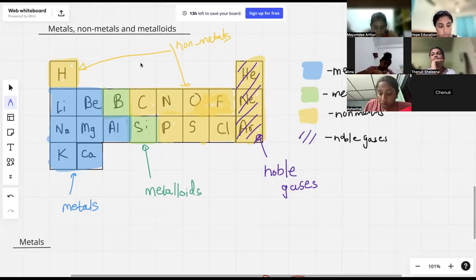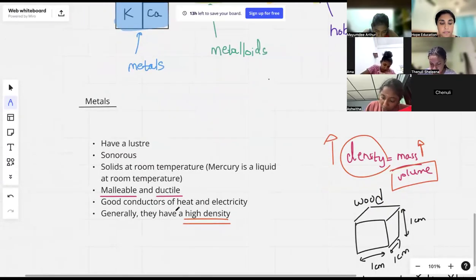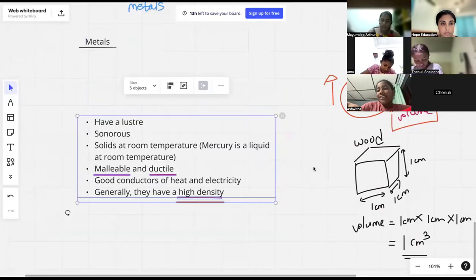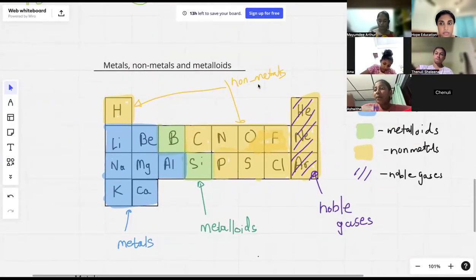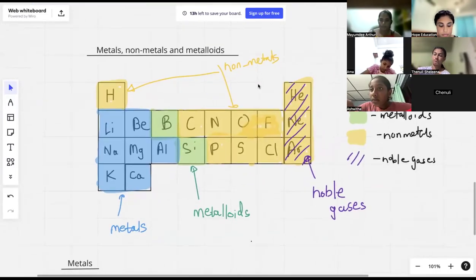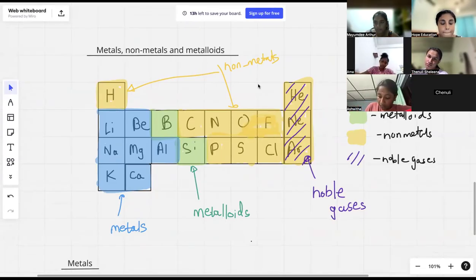Okay, let's move on. Put the topic metals. Teacher, could you show that small part, that color? One minute. Okay, teacher. Right. So put the topic metals.